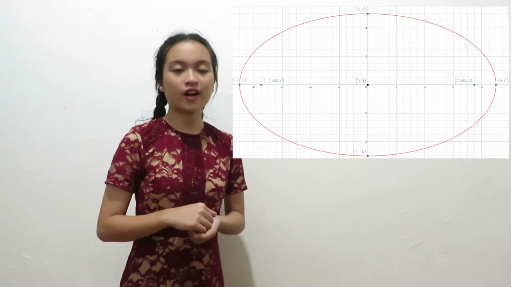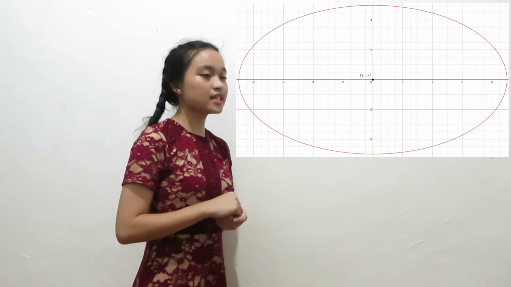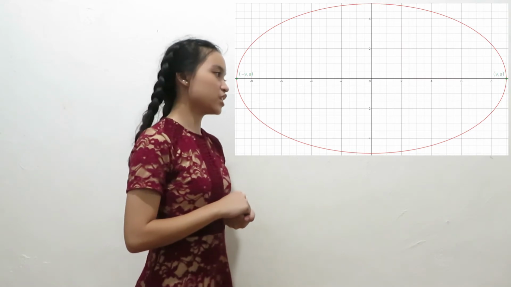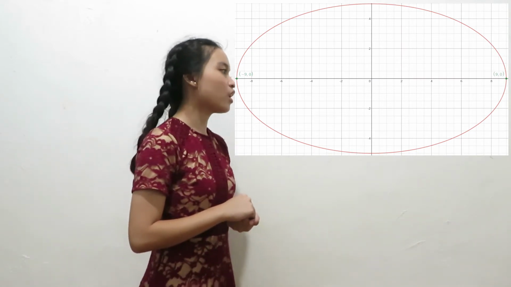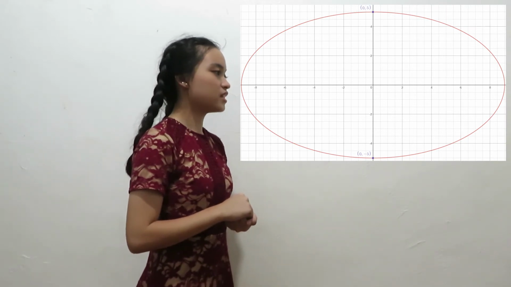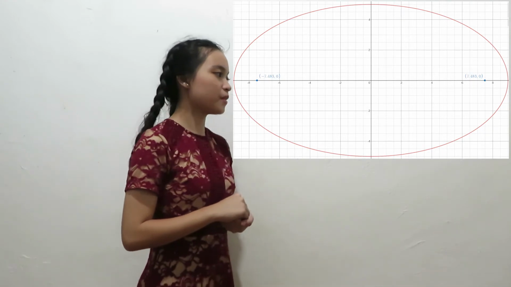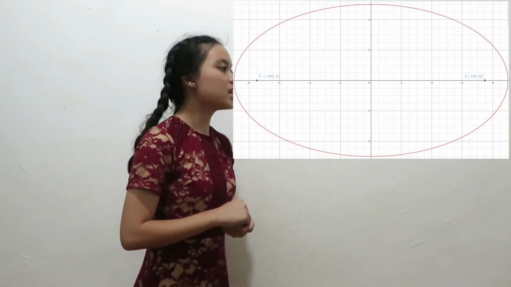Here is the graph for further analysis. As you can see, the center is at the origin, the vertices are negative 9, 0 and 9, 0. The co-vertices are 0, negative 5 and 0, 5. The foci are negative 7.5, 0 and 7.5, 0.